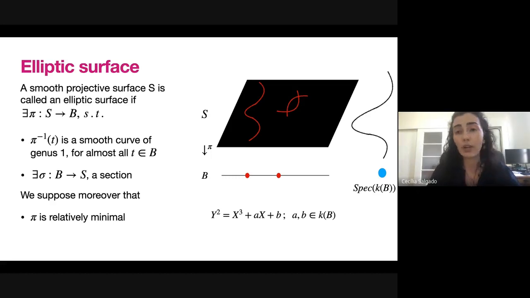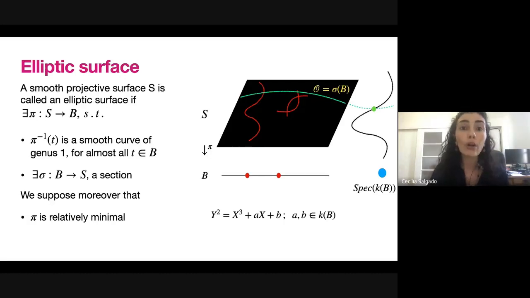I said that I have a section. Let me draw it. It's in green. Sections correspond to points, so they are in one-to-one correspondence with K(B) points in my generic fiber. So I drew this point here. For the sections, I have points in the fiber above the generic point. And I will say that the group of sections is actually the group of rational points in the generic fiber, where when I say rational, I mean K(B) points in the generic fiber, okay?